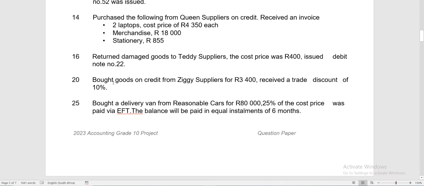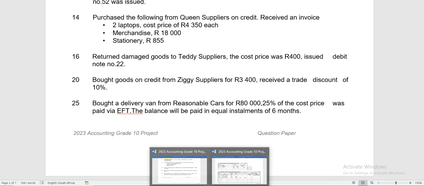The next transaction says that we return damaged goods to Teddy suppliers. The cost price of the goods was 400. We issued a debit note number 22. So let's check. We return damaged goods with a cost price of 400. Remember, it is us who are taking goods back to our suppliers, so we're going to use creditors allowance.